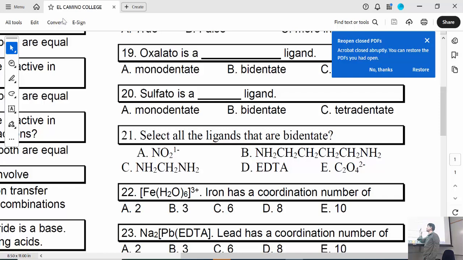EDTA, coordination number of 6. In those 6, it forms a whole bunch of 5-membered rings. Oxalate? Yes, so just B and E.